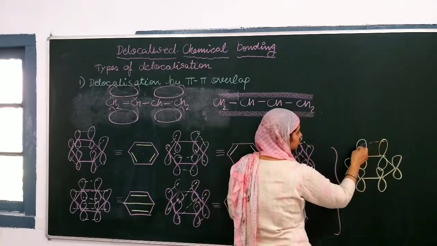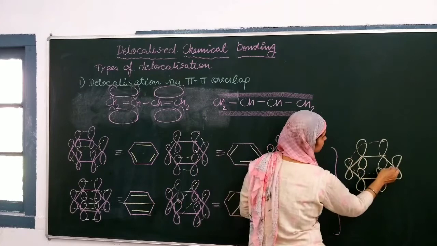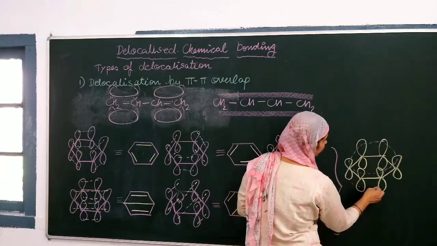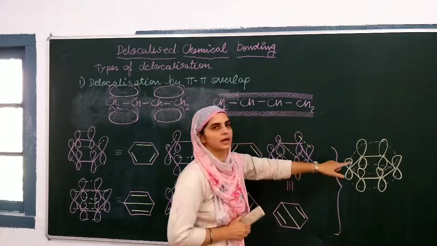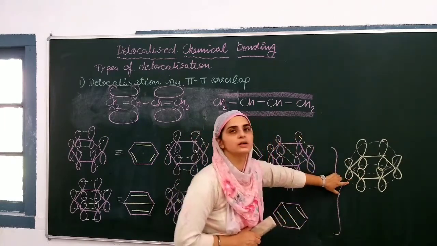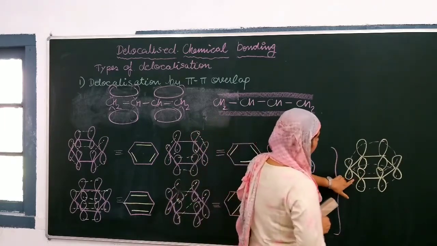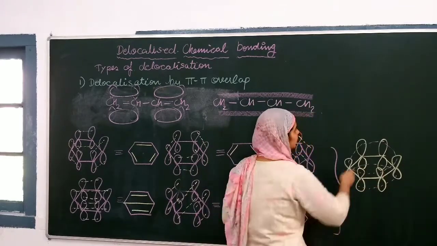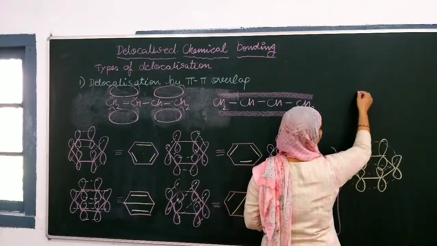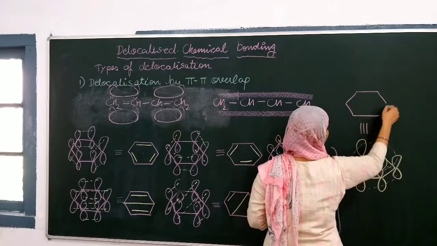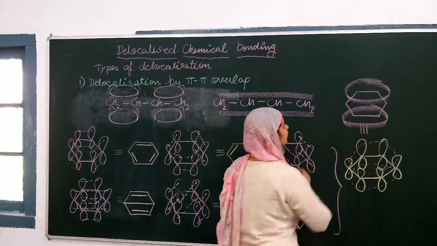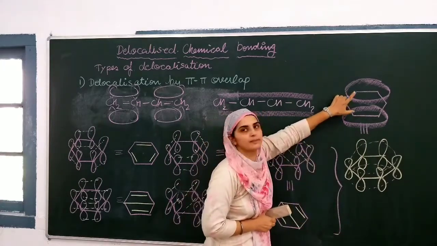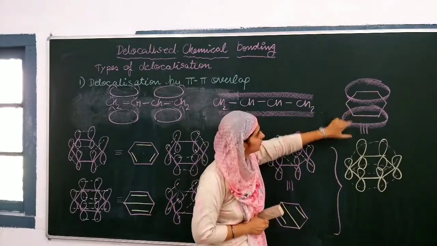In which all these orbitals overlap and electrons are distributed over all the carbon atoms, encompassing all the carbon atoms, which gives rise to delocalization, and it can be represented by these pictures. So the electron cloud is above the plane as well as below the plane.